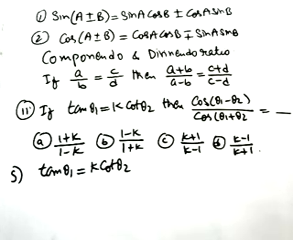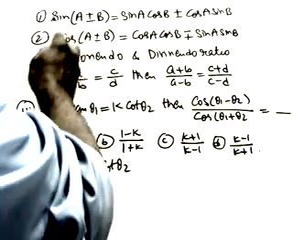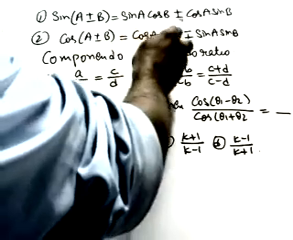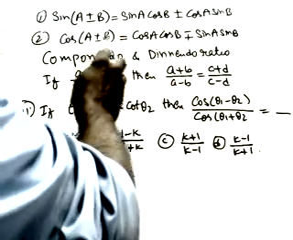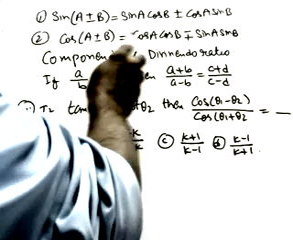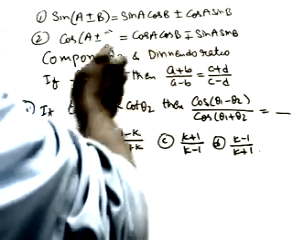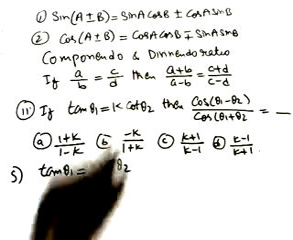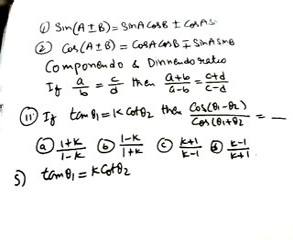Okay. So now you see here, we know sin(A+B) is sin A cos B plus cos A sin B. Sin(A−B) is sin A cos B minus cos A sin B. Cos(A+B) is cos A cos B minus sin A sin B. Cos(A−B) is cos A cos B plus sin A sin B. For plus, we have to use minus here. For minus, we have to use plus here.